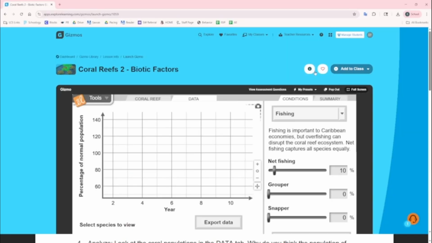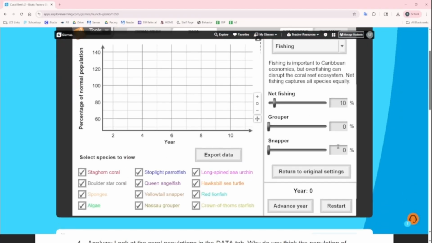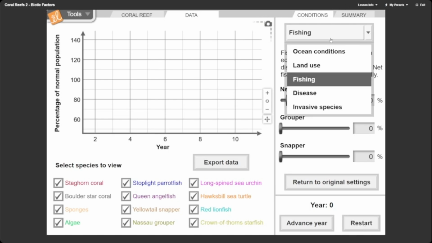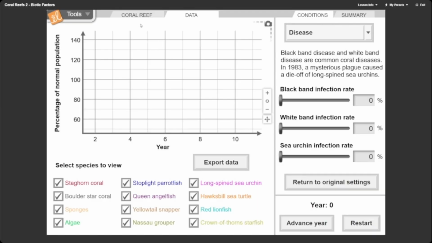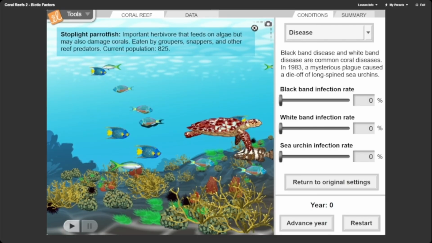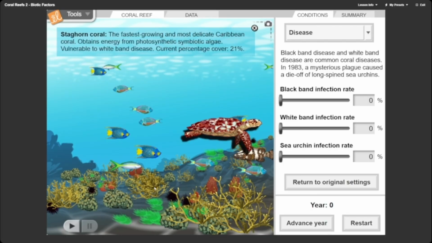So what we do is go back into our gizmo, click Return to Original State, Restart. Instead of the Fishing tab, we go to Disease, and we click on Coral Reef. And you're clicking around to see all the different organisms inside the ecosystem.